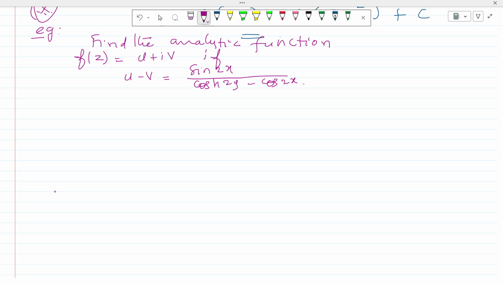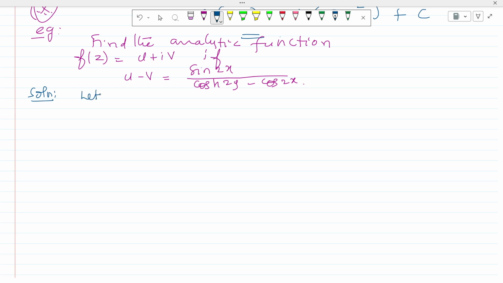Listen, in the last class we have seen that u is given or v is given. Here u minus v is given. At the time how can we do? Now listen, write down the solution for this.